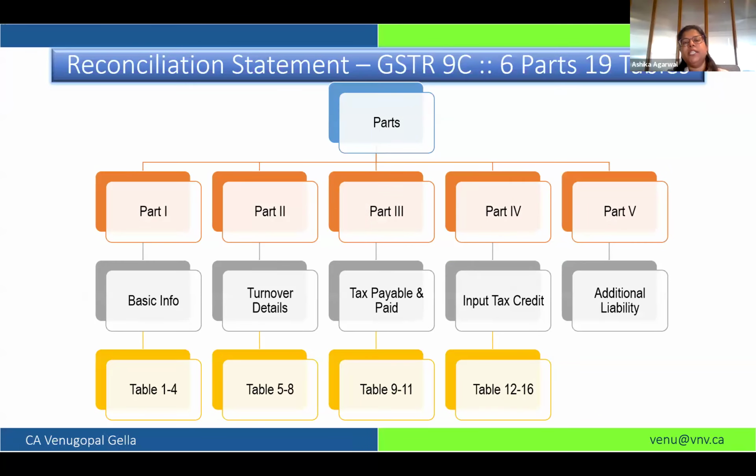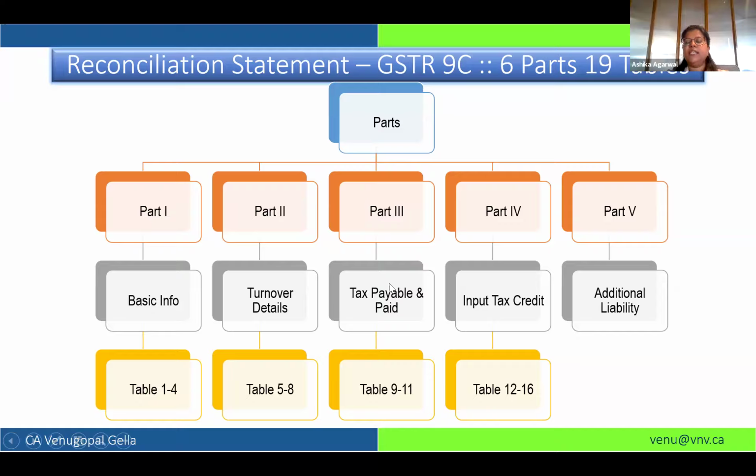So the way we discussed GSTR 9, similarly 9C is also divided into parts. 9C also has 5 parts and 16 tables over here. So if you see again here, similar to GSTR 9, part 1 consists of basic information. Part 2 of 9 deals with outward tax liability. Here part 2 of 9C deals with outward turnover value. So over here we are deriving our taxable turnover from books turnover, and in 9 we are deriving the liability on the turnover we have reported.